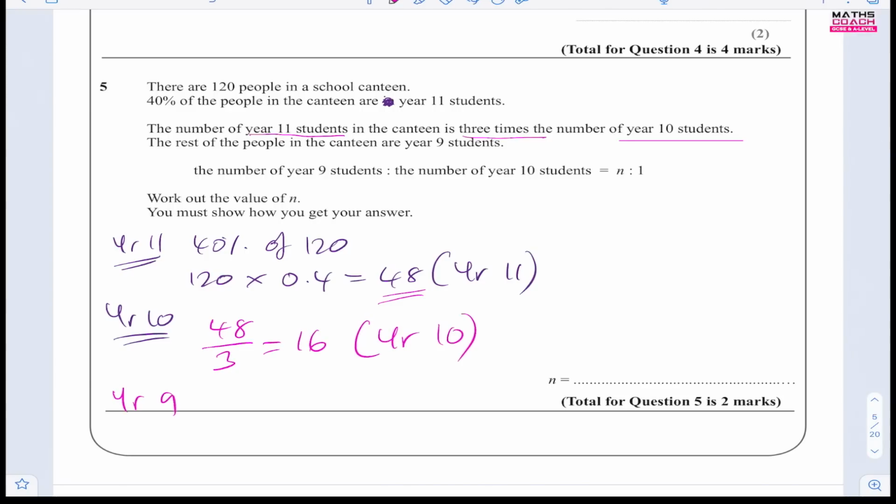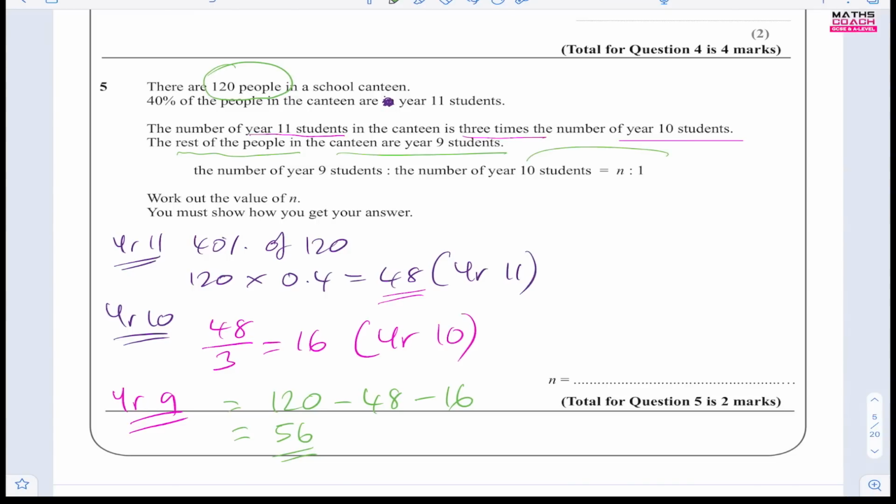Now we just need to calculate the number of Year 9 students. We know that there are a total of 120 people in the canteen, and we are told that the rest of the people in the canteen are only Year 9 students. So in order to find out how many Year 9 students there are, we do 120 minus the 48 Year 11 students minus the 16 Year 10 students, and that gives us 56.